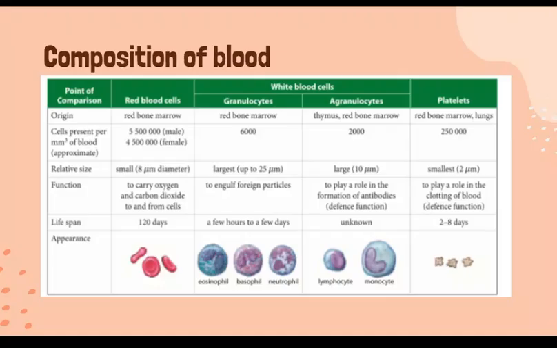Now we have the different white blood cells. We have the granulocytes, and then we have the agranulocytes. First, let's talk about their origin: red bone marrow and thymus.